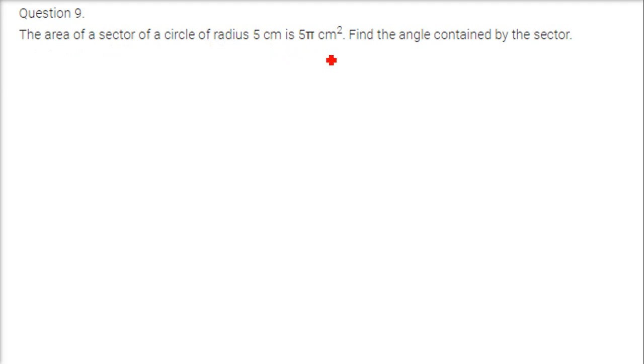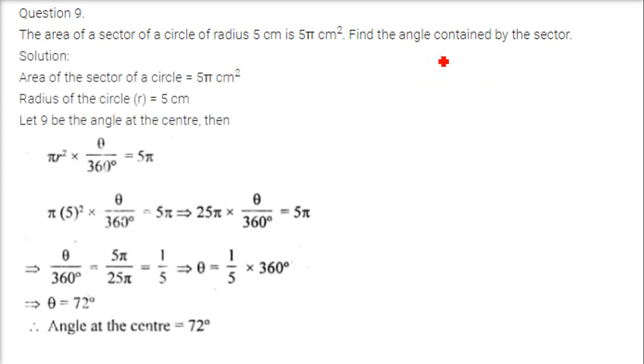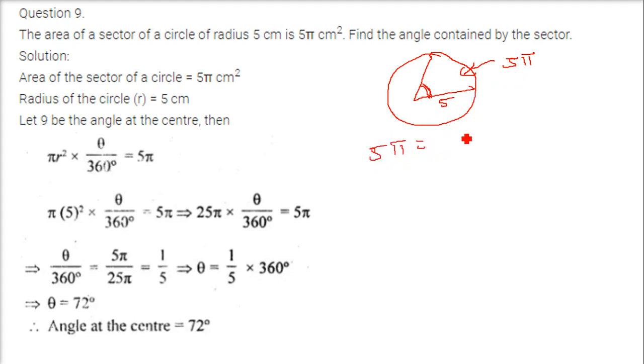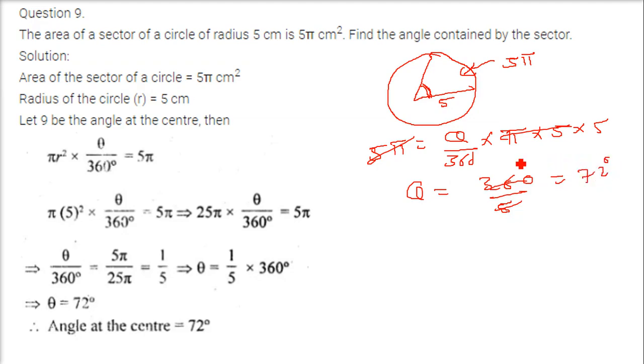The area of a sector of a circle of radius 5 centimeter is 5 pi centimeter square. Find the angle contained by the sector. So here we have a circle, and the area of this sector region is 5 pi. The radius is 5, and the angle needs to be known. So 5 pi is theta by 360 into pi r square, radius is given as 5, so it will be 5 into 5. So what do we get? 5 pi goes, theta will be simply 360 by 5, which is 72 degree.